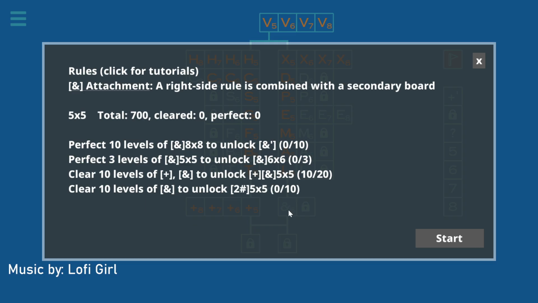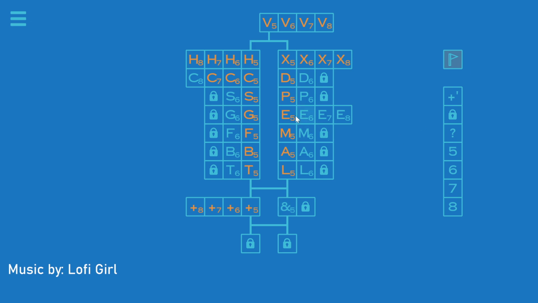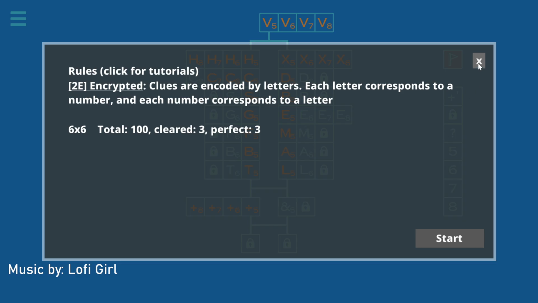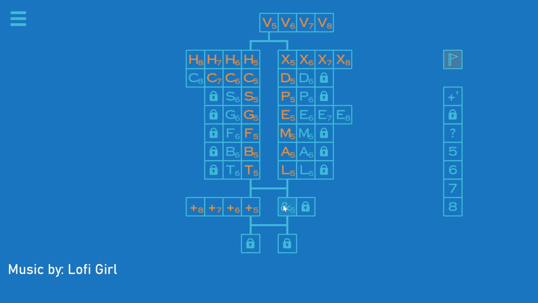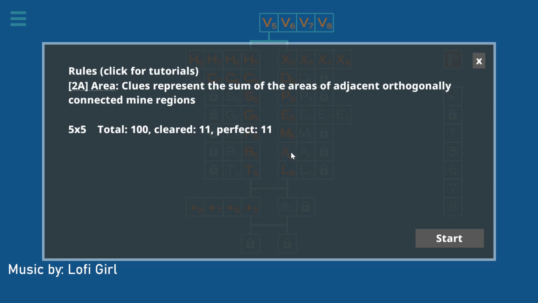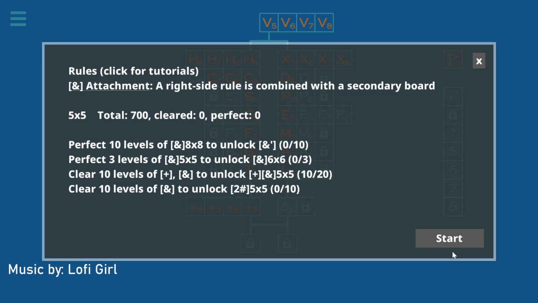What's next? Well, we have a new symbol, and that new symbol is the attachment rule, which I guess also starts with A. A right side rule is combined with a secondary board. We know that secondary boards exist in the E and L variant, and so the attachment adds this E and L to another one of these variants on the right side, whereas plus usually just adds E and L to the left side variants. So we'll get this cross with E and L. We'll get deviation or product or modulo or area with E and L as well. I think that'll be pretty interesting.